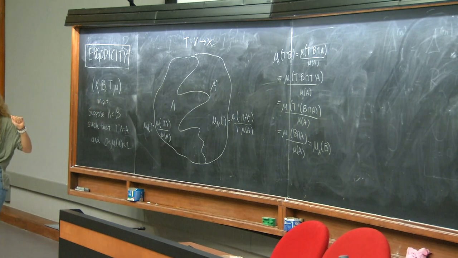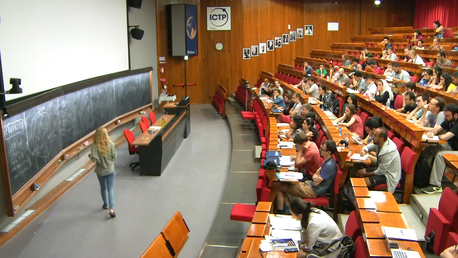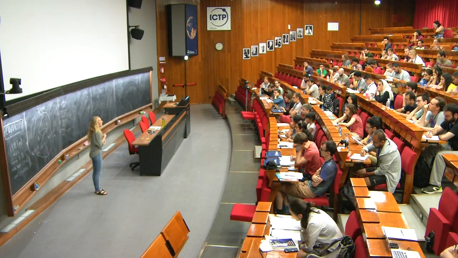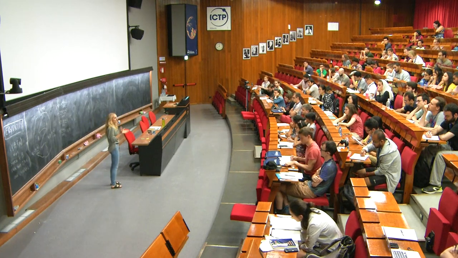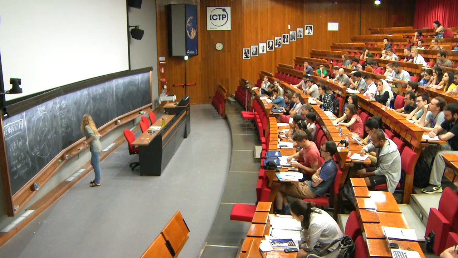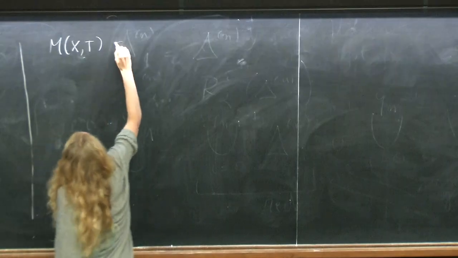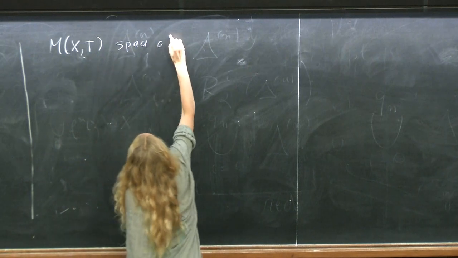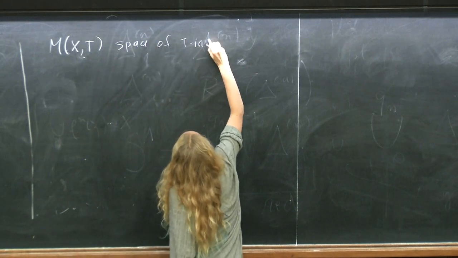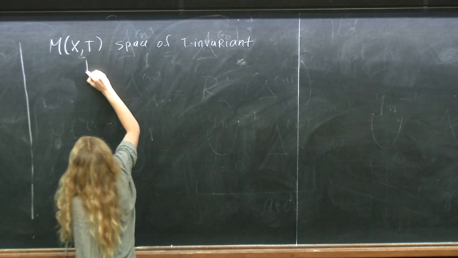And maybe you already have in mind which property here, but before I actually introduce the definition, let me give a slightly different characterization of this. I'm going to denote by M_T(X) the space of T-invariant probability measures on X.